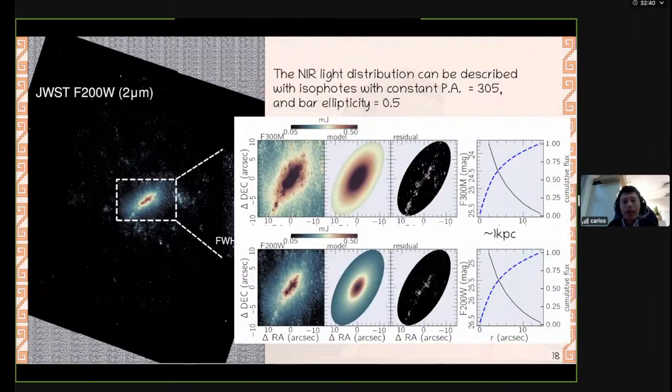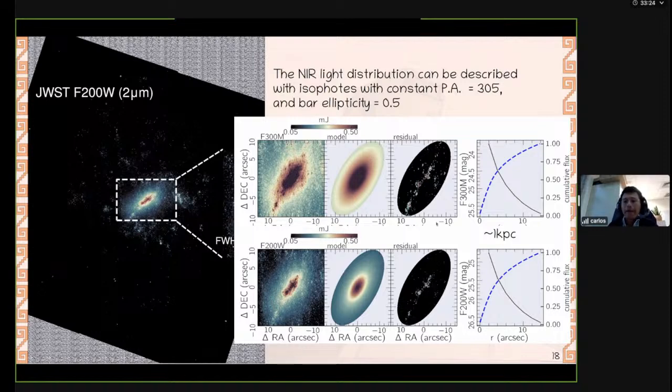So if we perform a more robust analysis trying to model the central region of this object using the F200W filter and the F300M filter, both of these filters trace basically a stellar continuum. We observe that the central infrared emission can be modeled with an exponential disk with a constant position angle of 305 degrees and a constant ellipticity of 0.5. This is the model and this is the residual.